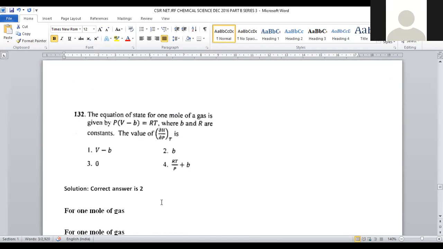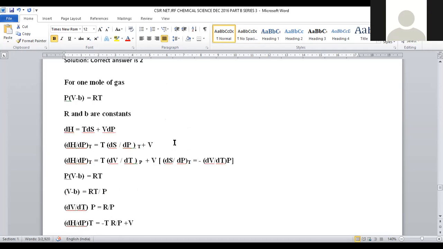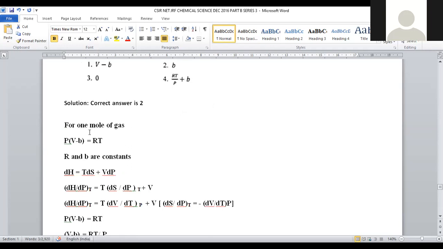Let us move on to question number 132. The equation of state for 1 mole of a gas is given by P into (V minus B) is equal to RT, where B and R are constants. Then (dH/dP) at constant T is given as, right? This is the equation of a real gas, a van der Waals type equation. For this equation, we have to find the value of dH by dP at constant T. So it is a part of thermodynamics.